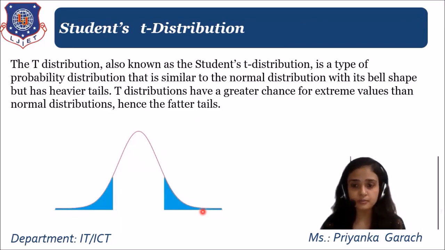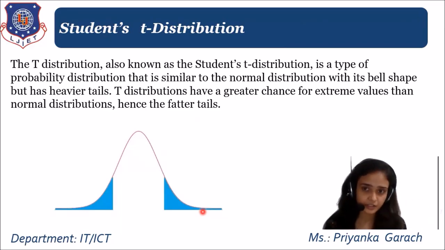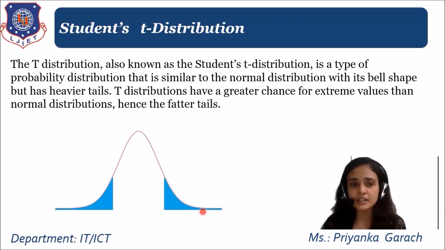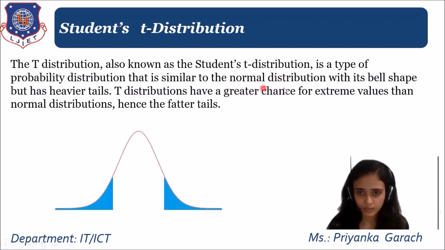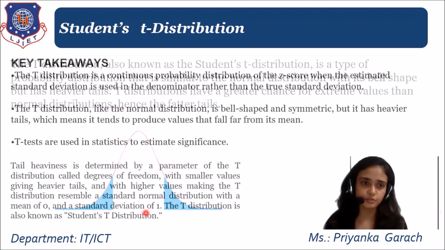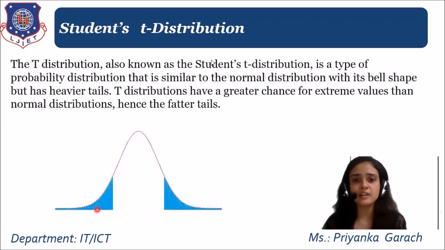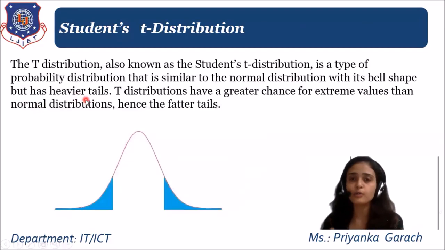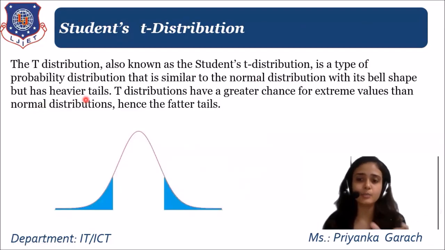The t distribution, also known as the student's t distribution, is a type of probability distribution that is similar to the normal distribution with its bell shape, but it has heavier tails on both sides. So it is called the t distribution. You have to write the definition like this only. It contains this keyword, similar to the normal distribution but with heavier tails. This is how you can remember the definition, and it will become easy for you in exams.